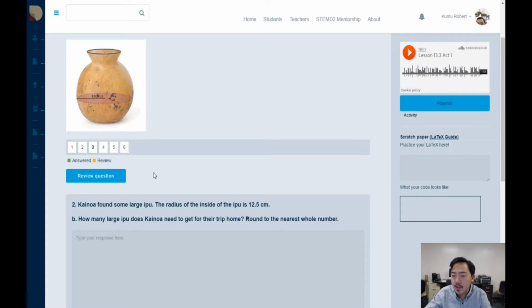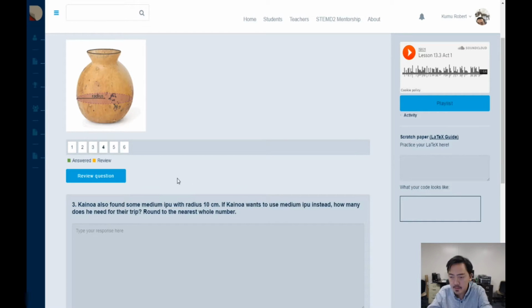We can also figure out how many large ipu Canoe and his friends need in order to have enough water for the trip. Canoe also found some medium-sized ipu with a radius of 10 centimeters. If Canoe wants to use the medium ipu instead, how many does he need for the trip?